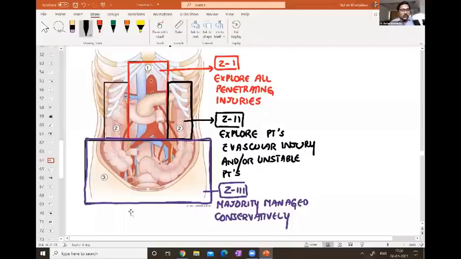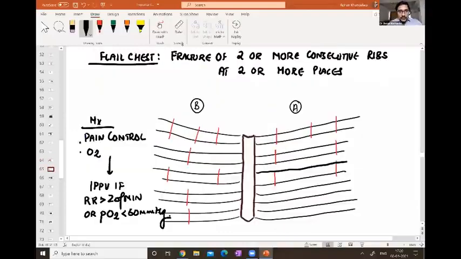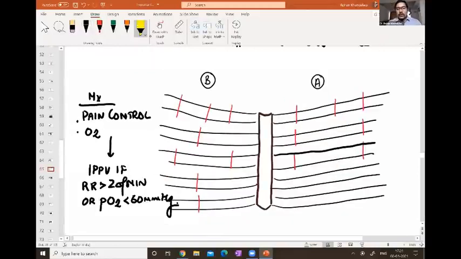Flail chest is important. The definition of flail chest is fracture of 2 or more consecutive ribs at 2 or more places. That is the definition of flail chest. And in these two images which have been shown, patient A has a flail chest. B does not have a flail chest, because there are 2 or more fractures at 2 or more places in consecutive ribs in patient A.